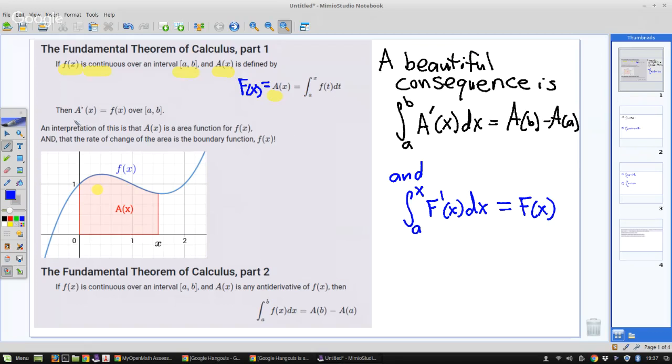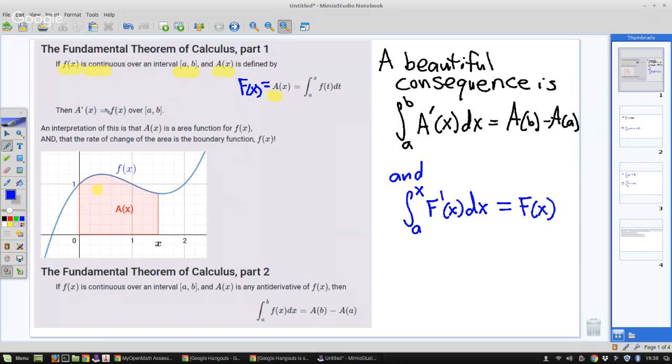Now, the first part of the fundamental theorem basically says that the rate of change of that accumulator function, the area function, is the boundary function at the top. So as x increases here, the rate of change is dependent upon the upper boundary here. Seems pretty obvious when we look at that, hopefully.